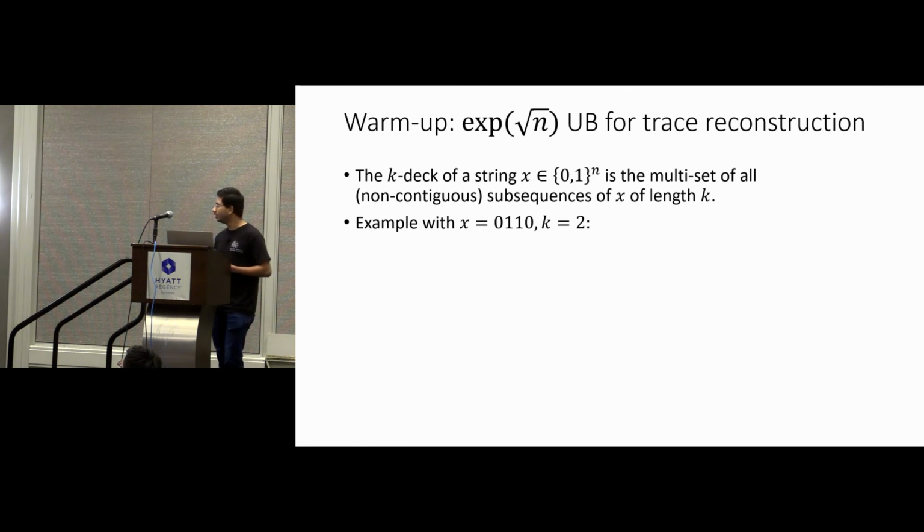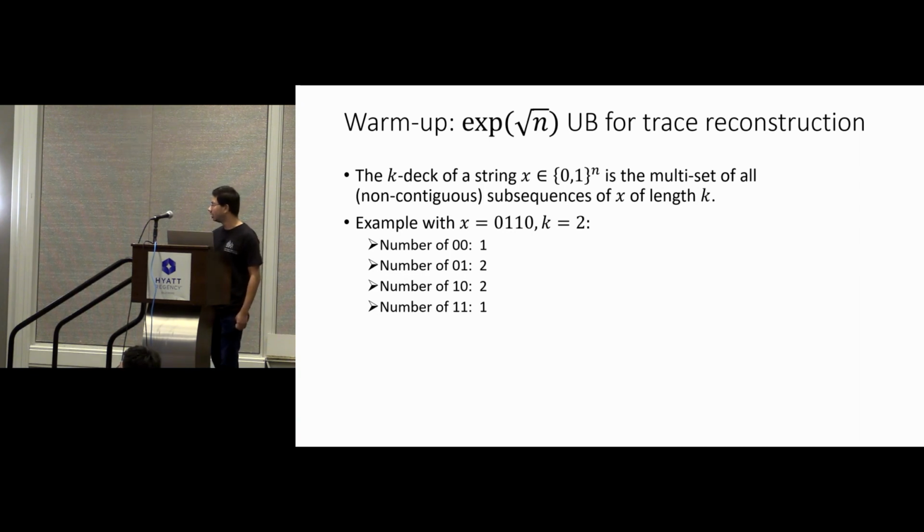I'll need to define this notion of a k-deck of a string. A k-deck is just the multiset of all subsequences of x of length k. Here's an example with x, this 4-bit string 0110, and if k is 2, then I just write down all possible subsequences of length 2 along with their frequency in the string. So 00 just occurs once, 01 occurs twice if I take the first and second, and if I take the first and third bit. Similarly, 10 occurs twice and 11 occurs once. So we just have this set of strings with their frequencies. This is known as the k-deck.